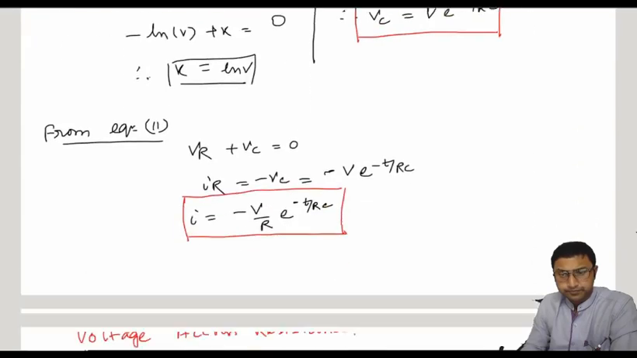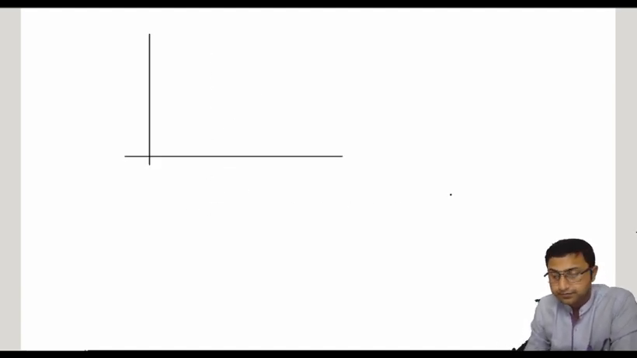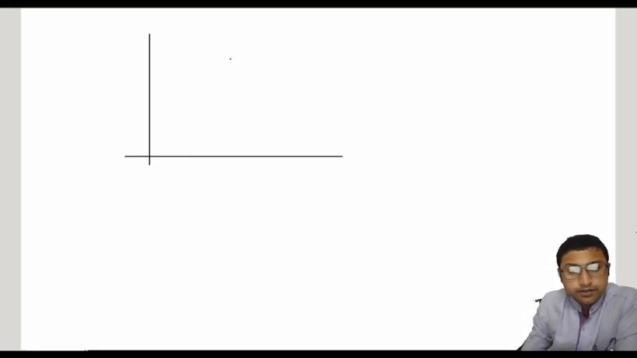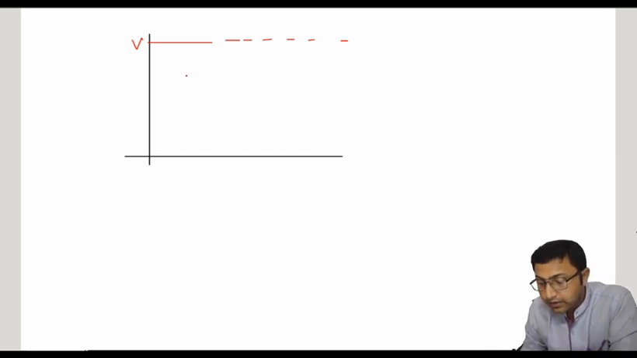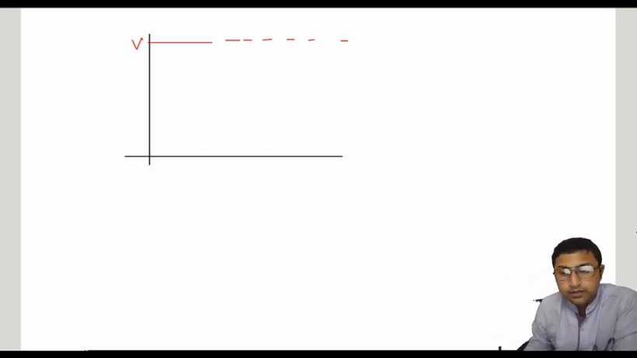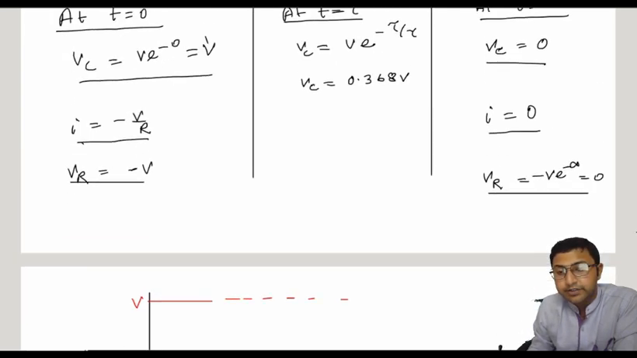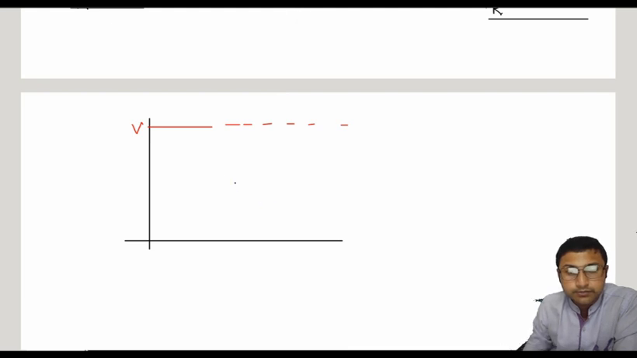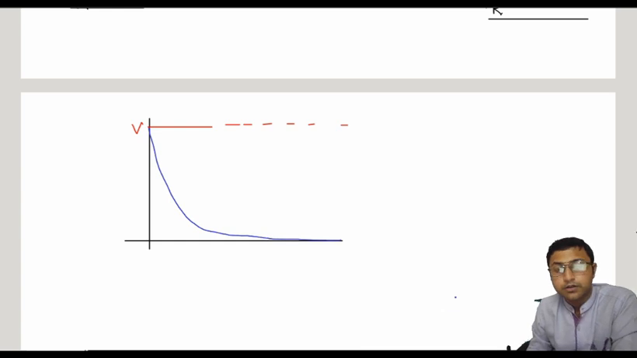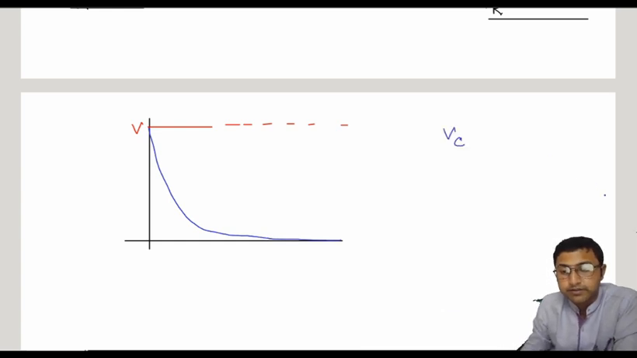So now if I plot the graph, it is very simple. First of all, this point is the supply voltage V and the capacitor voltage. The capacitor voltage at 0 is the supply voltage V, and at infinity it is 0. So it starts from the supply voltage V and reaches the 0 value. So Vc is the voltage across the capacitance, okay.